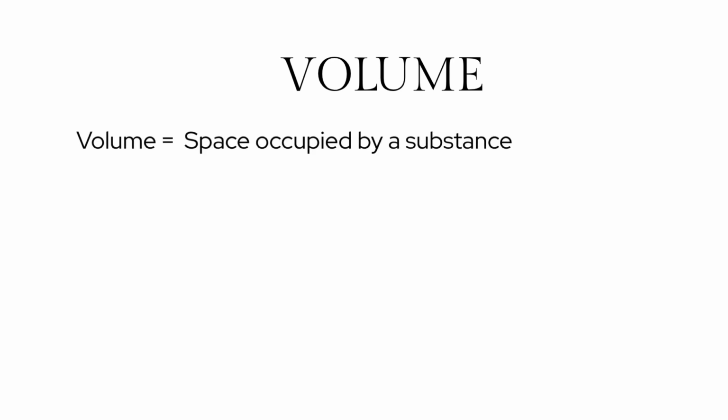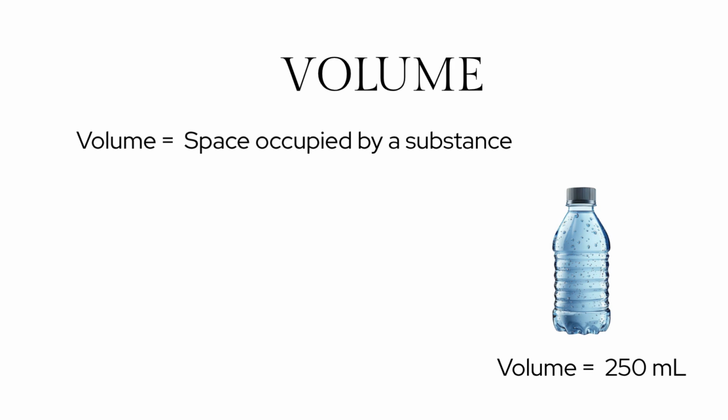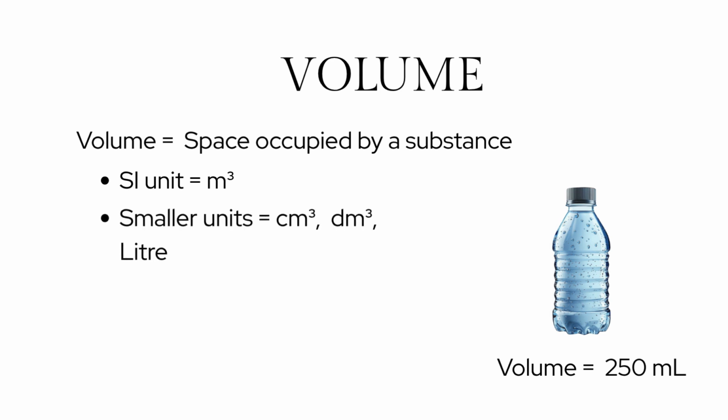Now let's move to another important physical quantity called volume. Volume is the amount of space occupied by a substance. For example, water inside a bottle occupies some space. That occupied space is called volume. The SI unit of volume is cubic meter or meter cube. But in chemistry laboratories, smaller quantities are used, so we commonly use cubic centimeter, cubic decimeter, and liter.